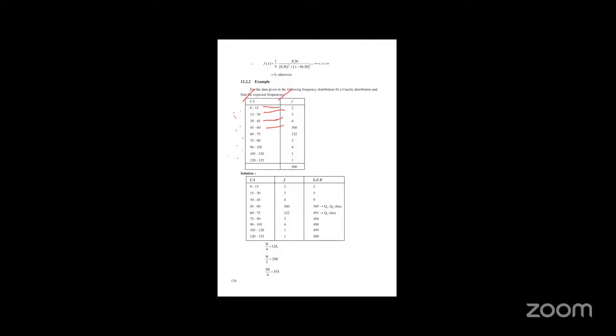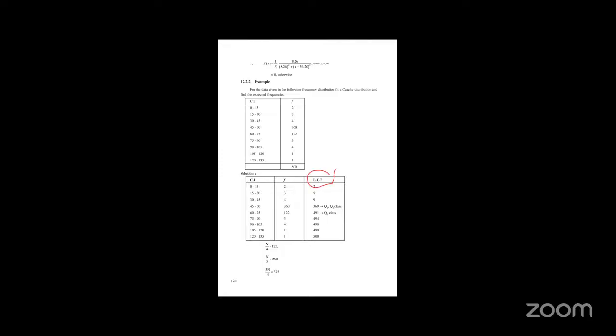Now what we need to find is the expected frequencies, right? From the frequency distribution, by fitting the Cauchy distribution, we need to find the expected frequencies. So first, what we need to do is the LCM first. So how to do the LCM?